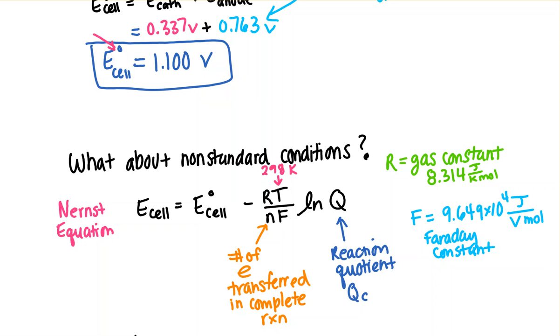And n is the number of electrons transferred in the complete reaction. So remember when I marked up above, when we wrote the complete reaction, I told you that n was 2 because 2 electrons were transferred. And then we have the Faraday constant, and then Q. Q is like Qc, so it's kind of like an equilibrium constant. It's products over reactants.